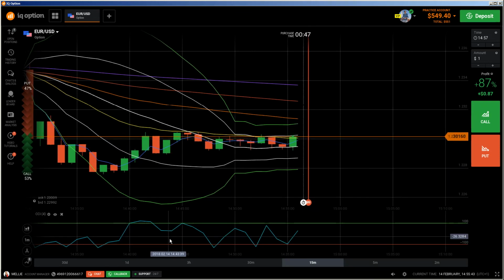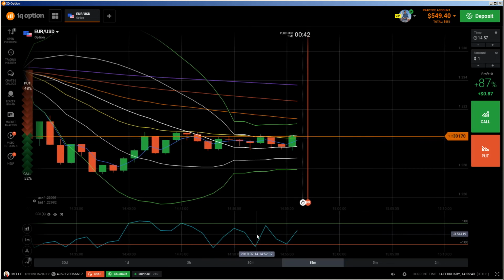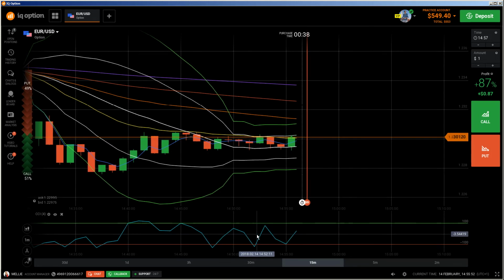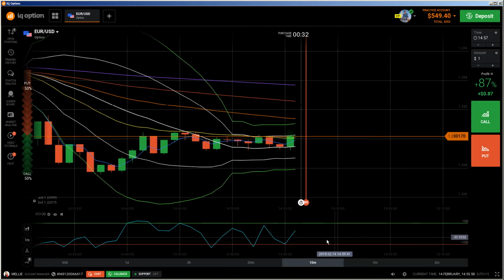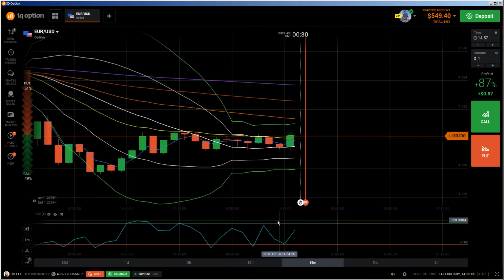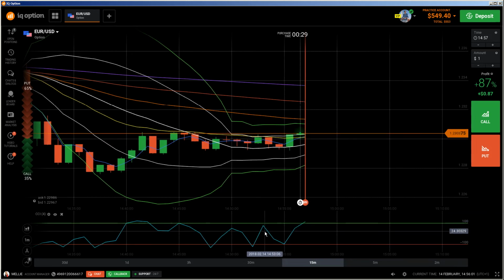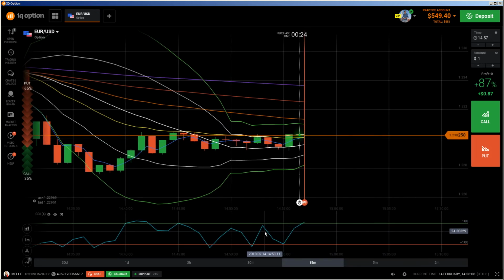So if this line, the signal line, is above the zero line, we are in an uptrend like now, and if it's below the zero line, it's a downtrend. If it's near the 100 level, maybe, or 200 level, you can adjust it also, it's near a market reversal. It can be that the market reversal will happen.